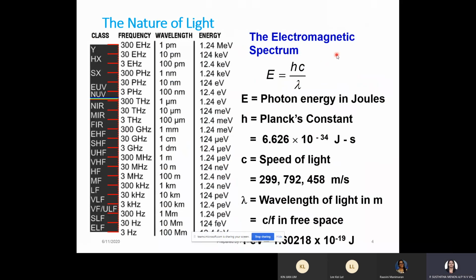So as I've explained last week, light is basically the electromagnetic spectrum, where the photon energy E is equivalent to hc over lambda, where h is Planck's constant, c is the speed of light, and lambda is the wavelength of light in meters. Okay, and I've also explained last week that the frequency can range from the gamma ray right until the extremely low frequency. So the frequency can vary from very large frequency to very low frequency.